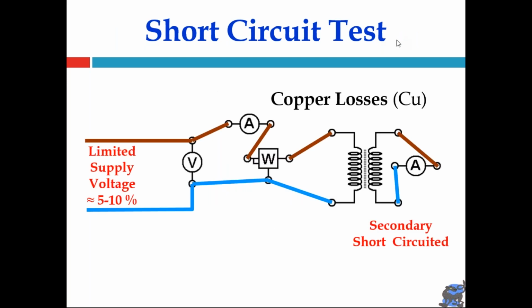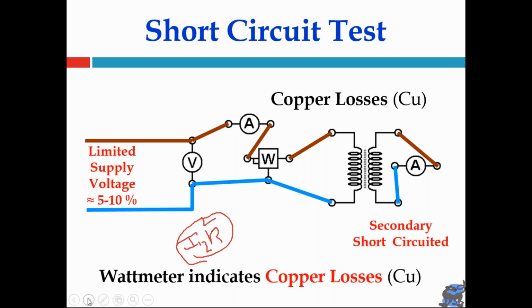Now this is the experiment. It is the short circuit test. Here we can observe the current. What is the flow of current in the secondary? From this current we can find the copper losses in the secondary by using this formula, I2 square into R. So this is the formula for copper losses. When the secondary is short circuited, the power shown by the wattmeter is the copper losses. And this copper loss is the full load copper loss.